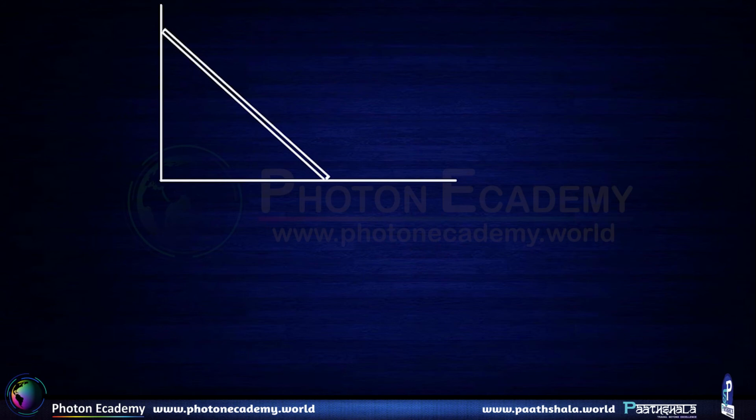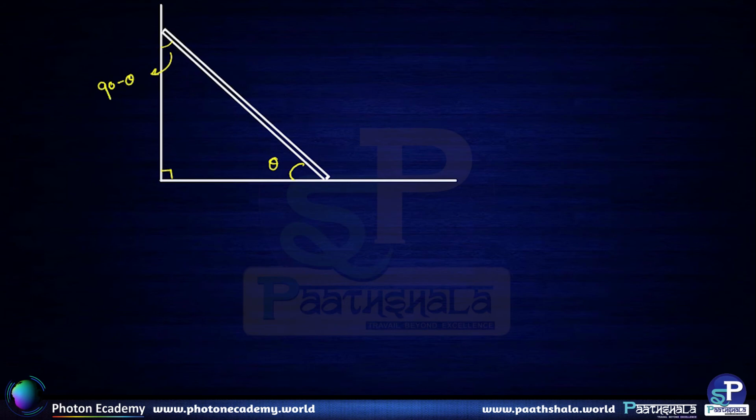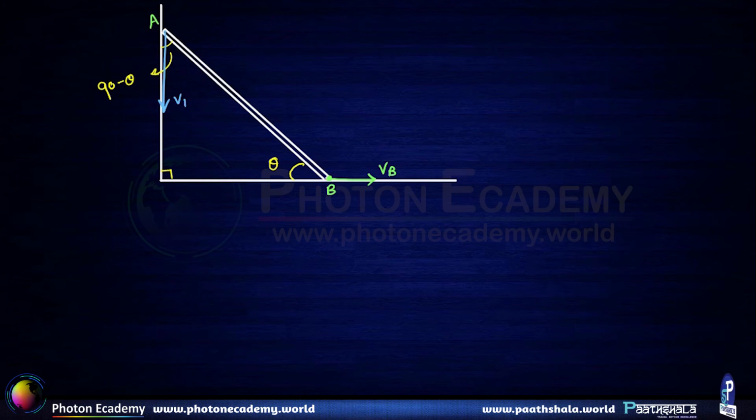So let us look at this particular rod. This rod is making an angle theta and this angle is 90 degrees, so this angle happens to be equal to 90 minus theta. Let us say this end of the rod, end B, is moving rightward with velocity Vb, and this end, A, is moving downward with velocity Va. Now the length of the rod is constant, so the component of Va along the rod is going to be the same as the component of Vb along the rod.